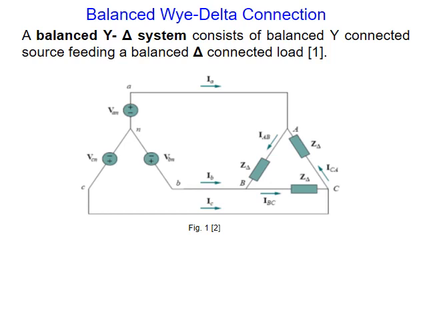Today, let's start with the first configuration, which is Y-delta. When the supply is Y, we have VAN, VCN, VBN. Okay, balanced system. Let's assume we have only three wires, there is no neutral wire, and the load is delta, as you can see here. This is point A, point B, and point C. So we have a balanced load, and I'm using capital letters for the load and small letters for the source, as we discussed before.